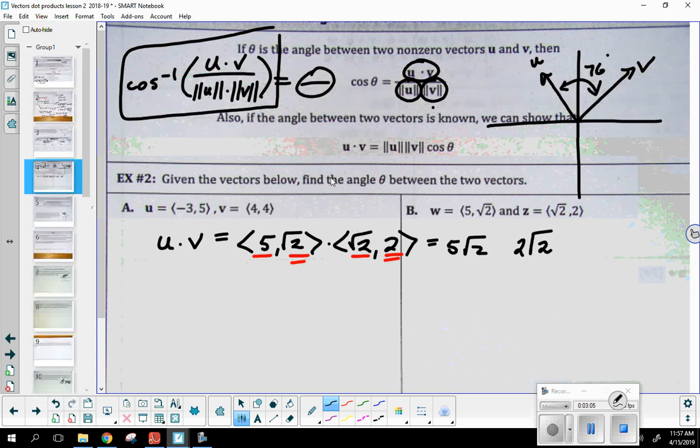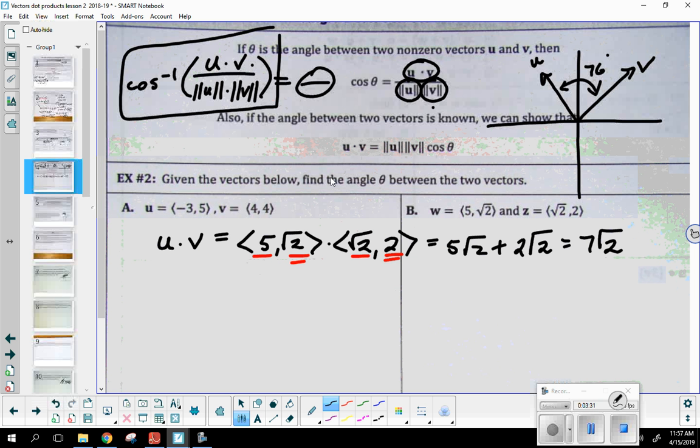And then what do I do with those two products? You add them up. So here, they both have the same radical, so just think of it as a variable. If I had 5x plus 2x, you would tell me 7x. So 5 square root of 2 plus 2 square root of 2 is 7 square root of 2. Okay, so I've got the numerator. Now I want to find the magnitude for both the vectors.